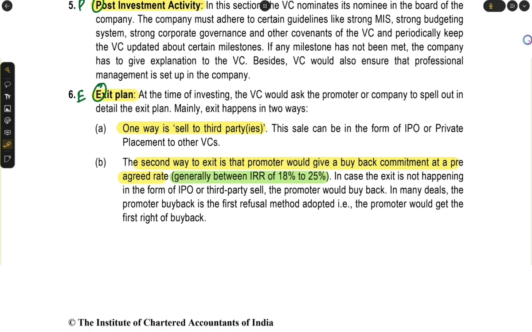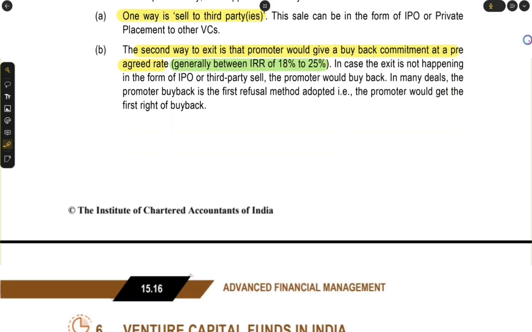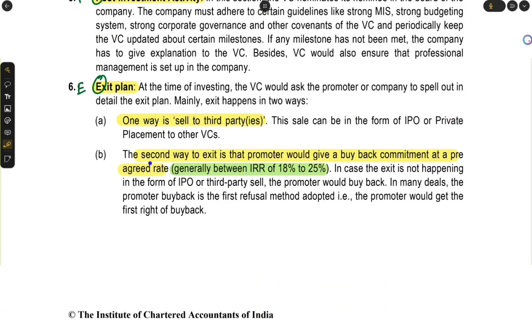Okay, so you can even read this by pausing the video, because there is no point in explaining it this way. Just remember: the first way is to exit by selling to third parties. The second way to exit is that the promoter gives a buyback commitment at a pre-agreed rate, generally between an IRR of 18 to 25%. This is the keyword in this point.